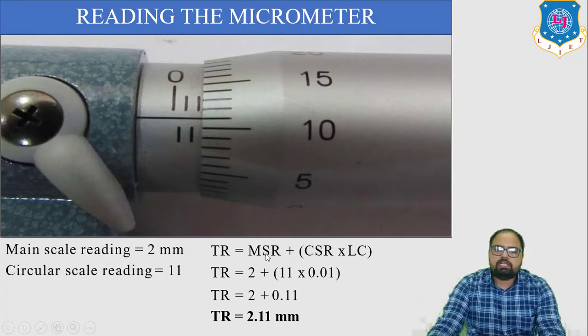So total reading is equal to main scale reading plus circular scale reading multiplied by least count. So total reading is equal to 2 plus 11 multiplied by 0.01. So total reading is 2.11 mm.